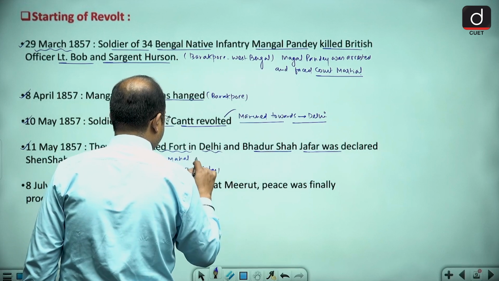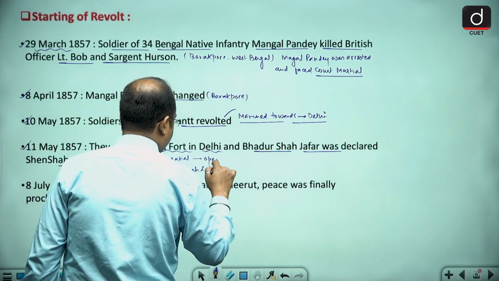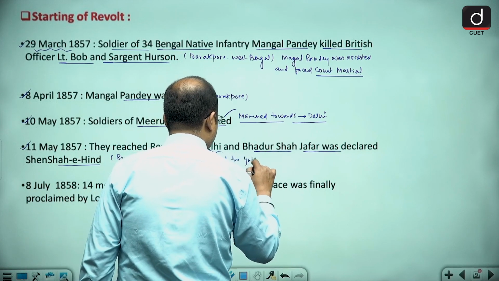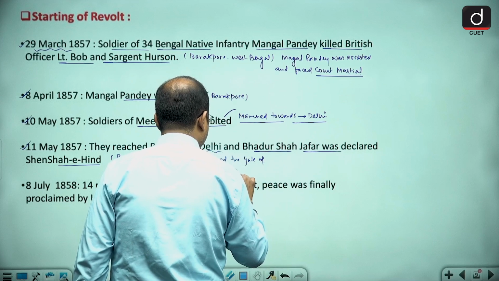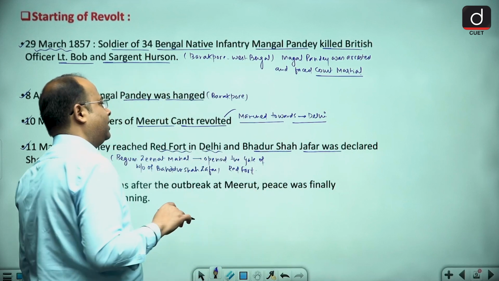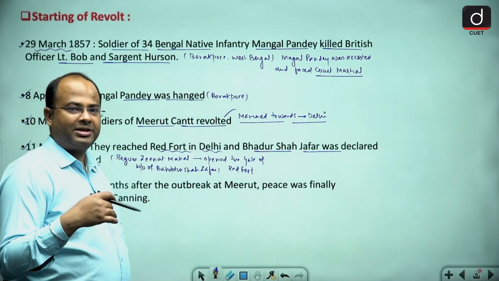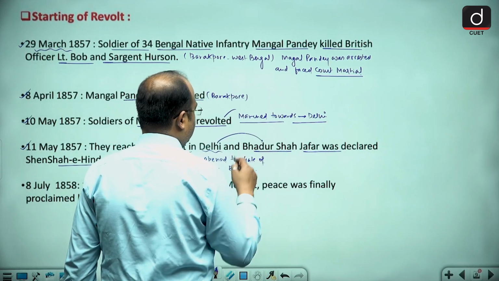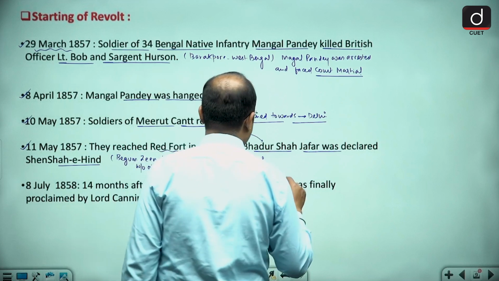Bahadur Shah Zafar opened the gate of Red Fort, my dear learners, and then the revoltees came inside and they said that we want to revolt under the political leadership of Bahadur Shah Zafar.